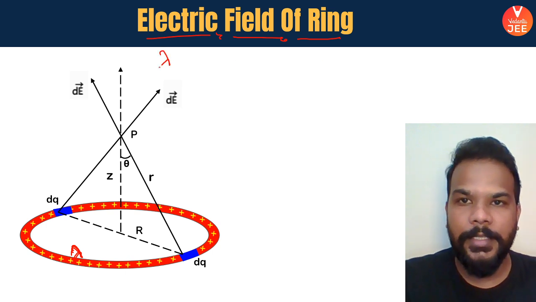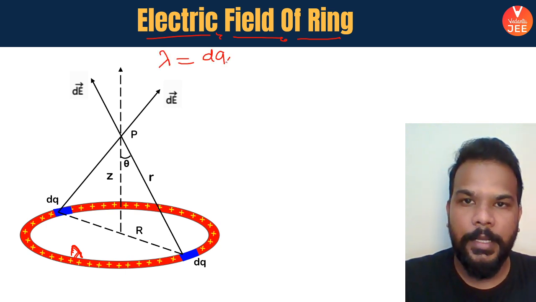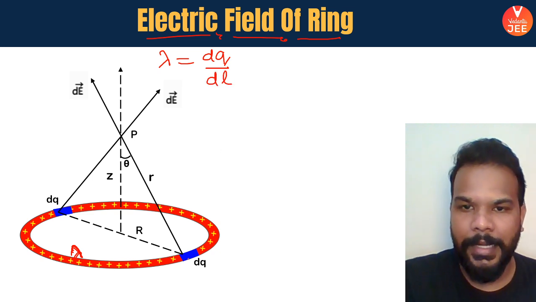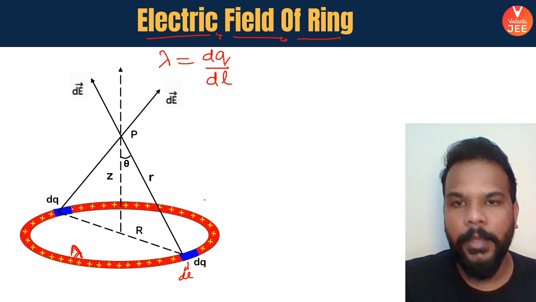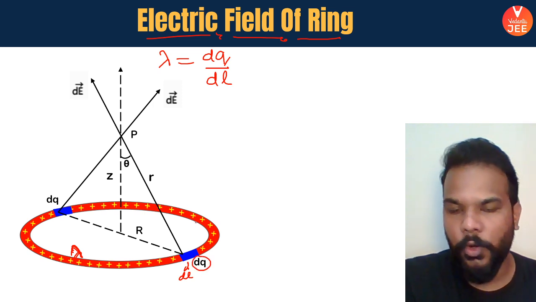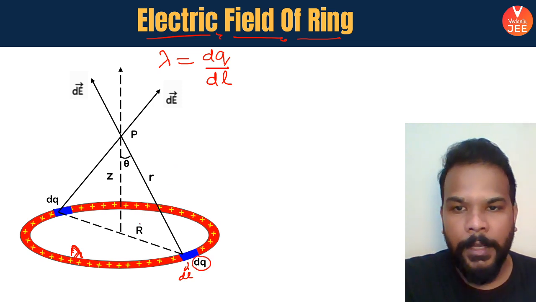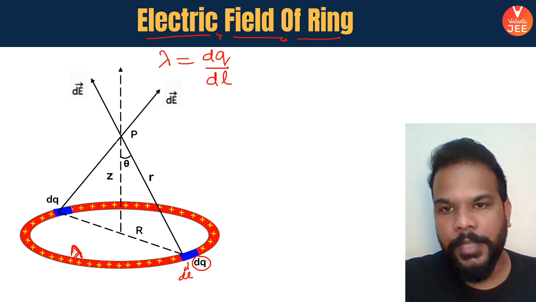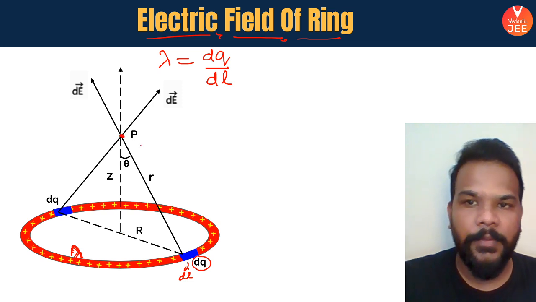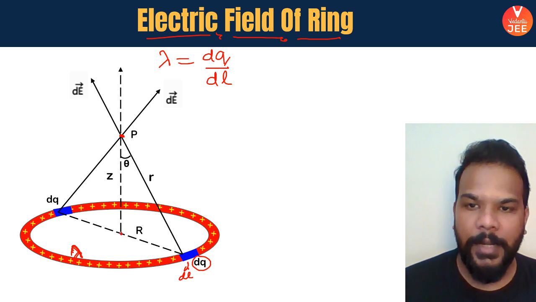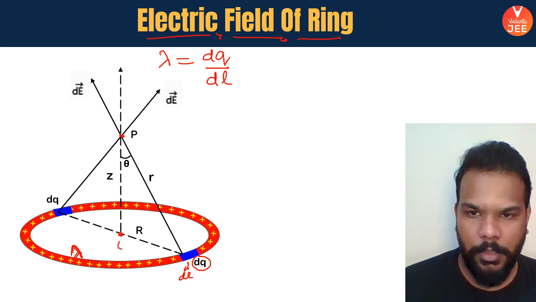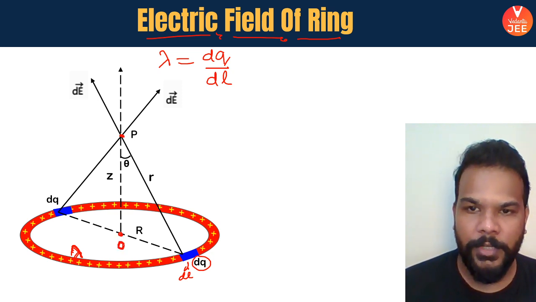So the linear charge density lambda will be dq by dl, whatever that length dl is. But the charge is dq for sure on a single element here. So let's say we are interested in finding the electric field at point P. The electric field at the center of the rod is basically your homework question for today.